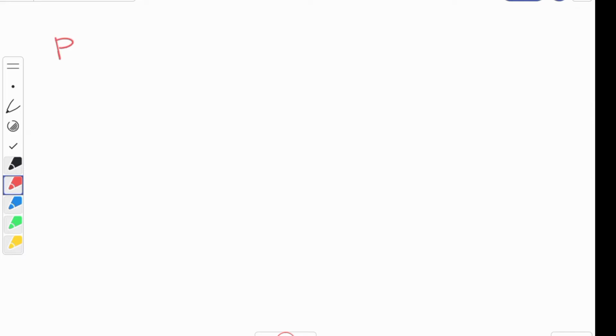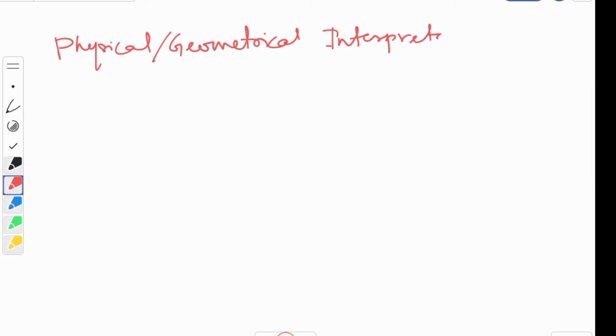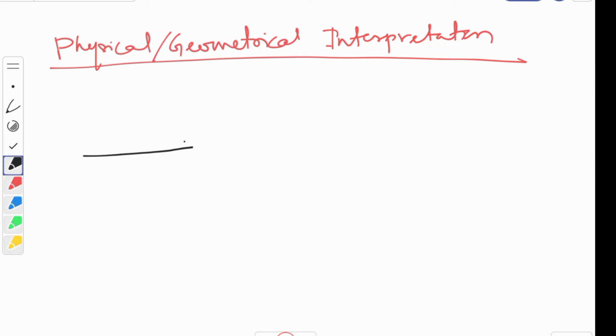Physical, or you can say geometrical, interpretation of the dot product. See, this is your first vector. Now this is your second vector. Let us call it B. The angle between the vectors is theta.